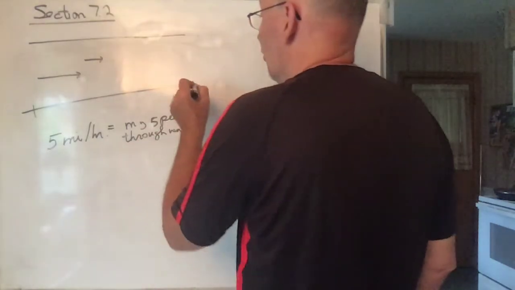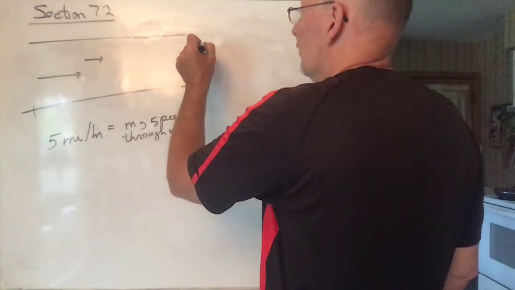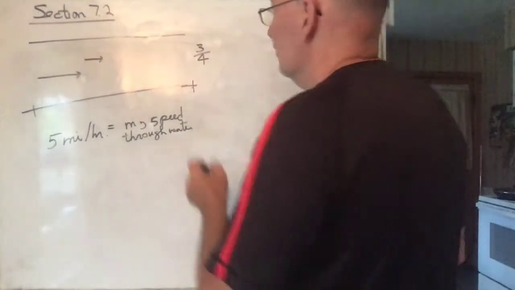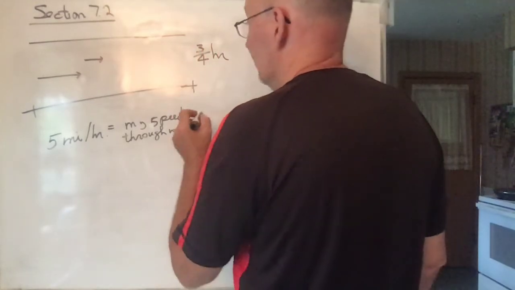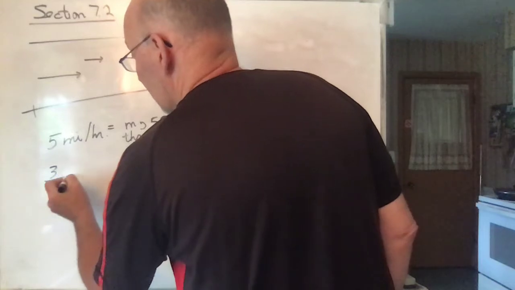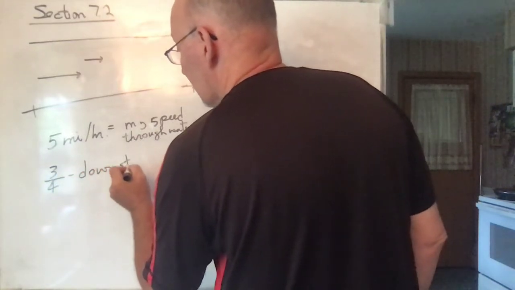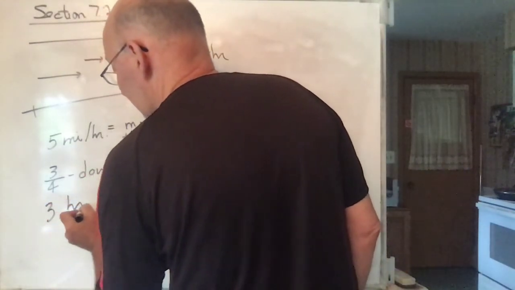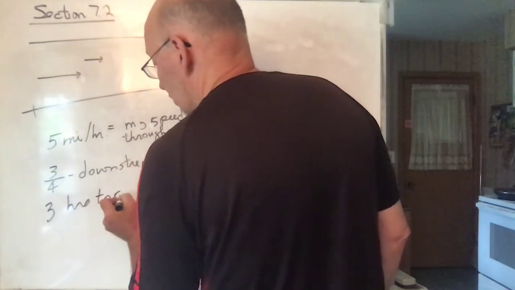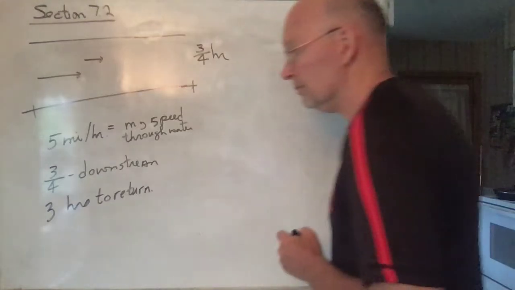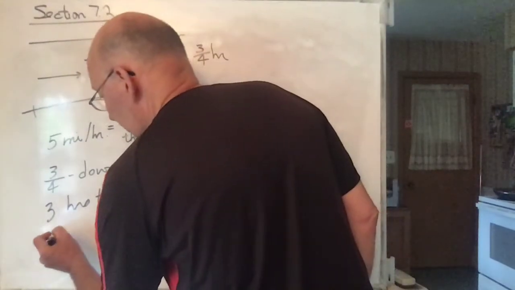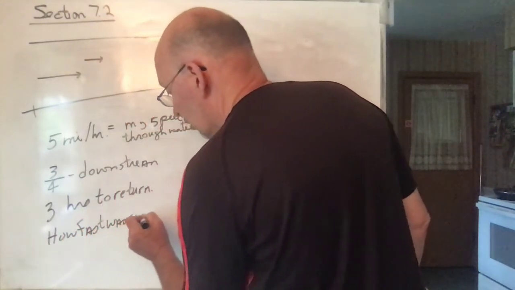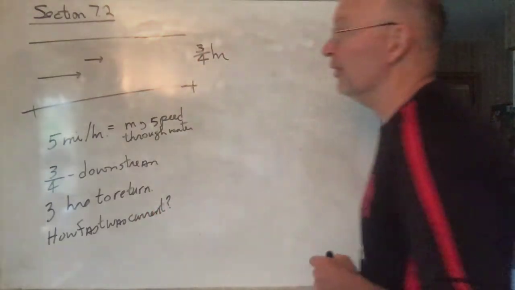And I end up going all the way down to a certain spot, maybe in 3/4 of an hour. Okay? So 3/4 of an hour it takes me to go downstream. And then I turn around and I head back upstream. And I realize that I really had too much fun going downstream. It takes me 3 hours to get back, to return. And the question is, how fast was the current?